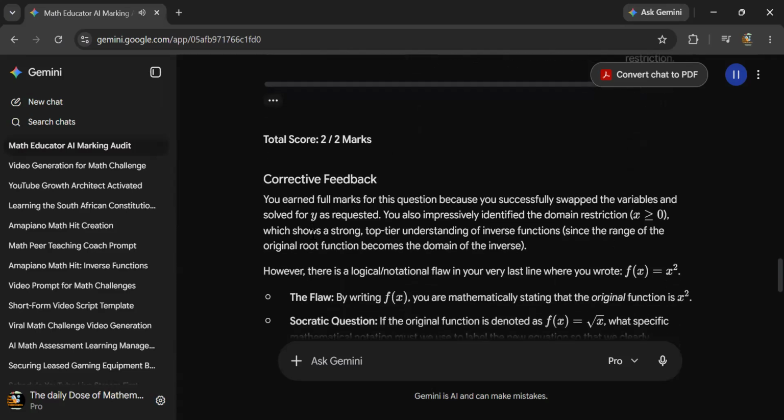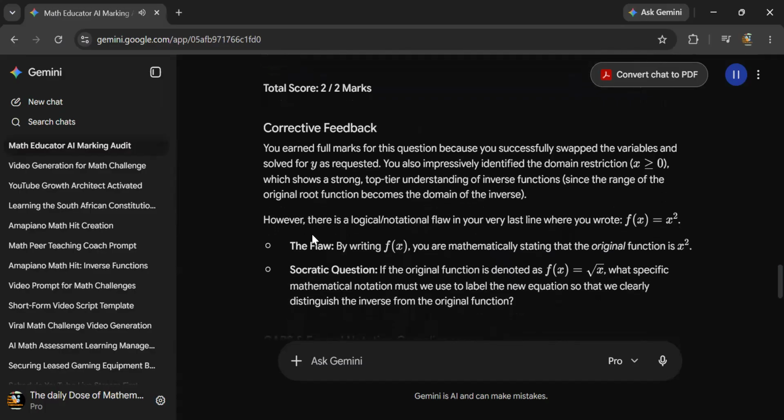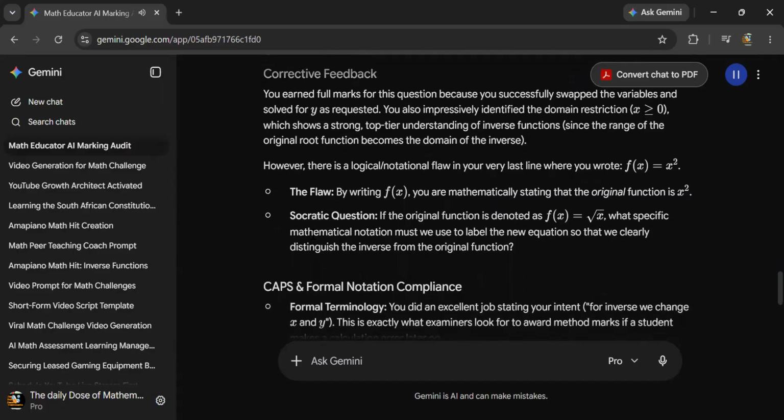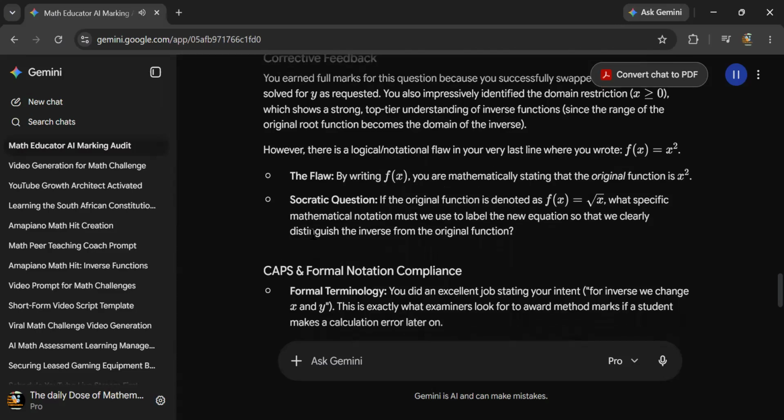Corrective feedback. You earned full marks for this question because you successfully swapped the variables and solved for y as requested. You also impressively identified the domain restriction, x greater than or equal to 0, which shows a strong, top-tier understanding of inverse functions, since the range of the original root function becomes the domain of the inverse. However, there is a logical, notational flaw in your very last line where you wrote f(x) equals x squared. The flaw: by writing f(x), you are mathematically stating that the original function is x squared.